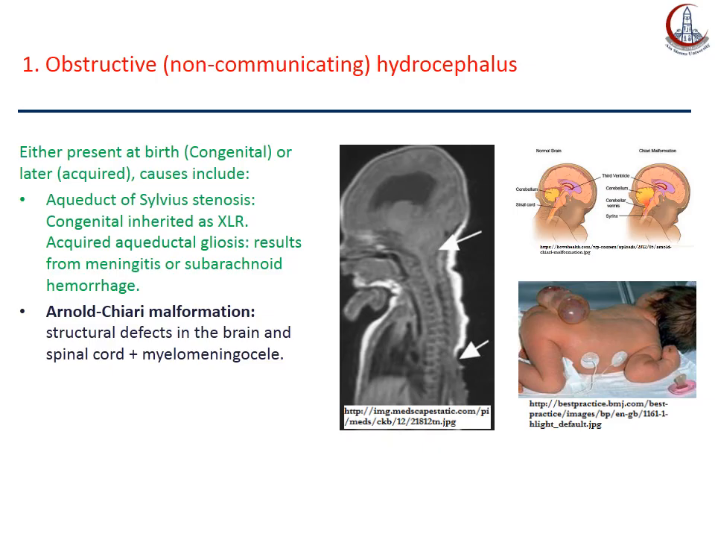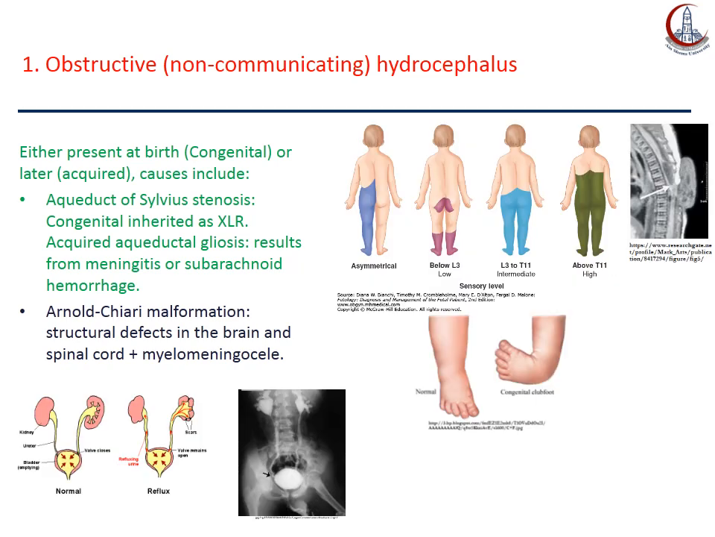Another inherited malformation causing obstructive hydrocephalus is Arnold-Chiari malformation. It is a structural defect in the brain and the spinal cord, associated with meningomyelocele, a defect in the back. The lower displacement of the medulla through the foramen magnum will result in hydrocephalus.